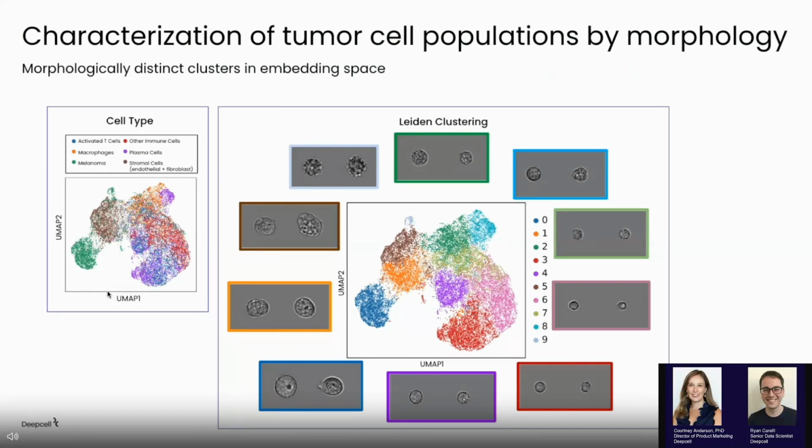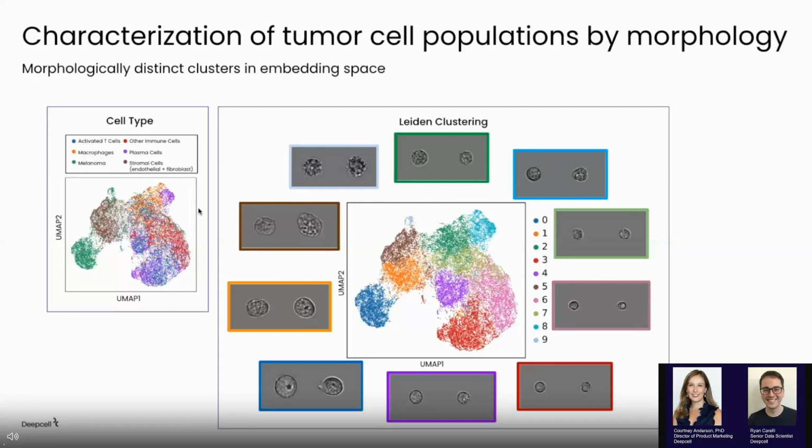On the left, we see a UMAP, which is based on morphology features and colored by cell type. On the right is the same UMAP, but colored instead by cluster. Using only morphology, we're able to separate the tumor cells from immune and stromal populations in a completely label-free manner.